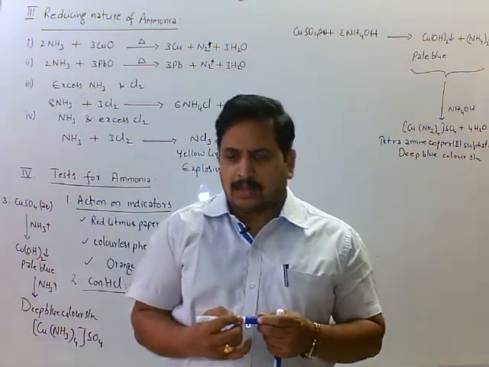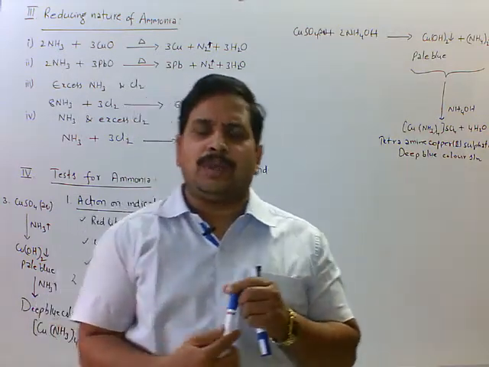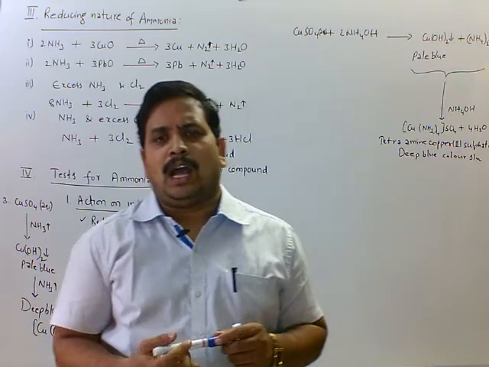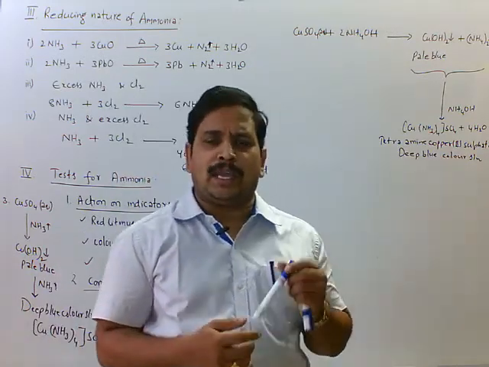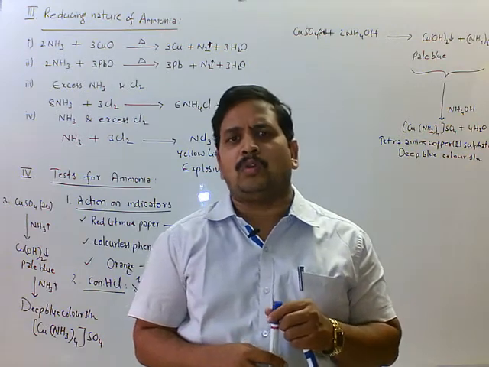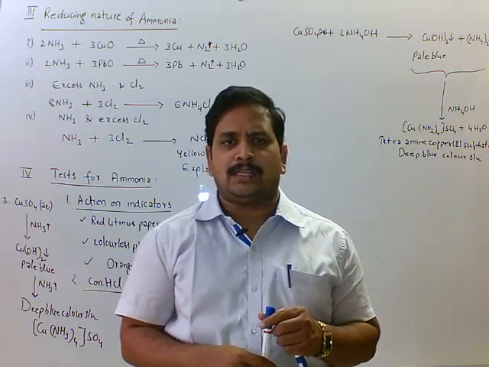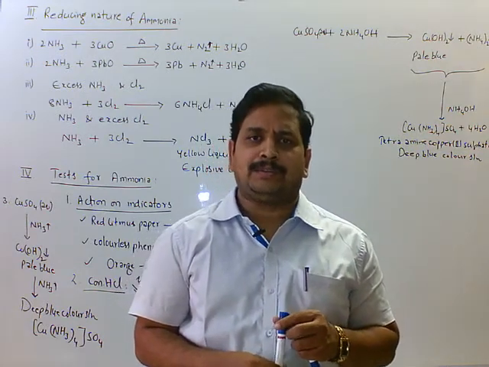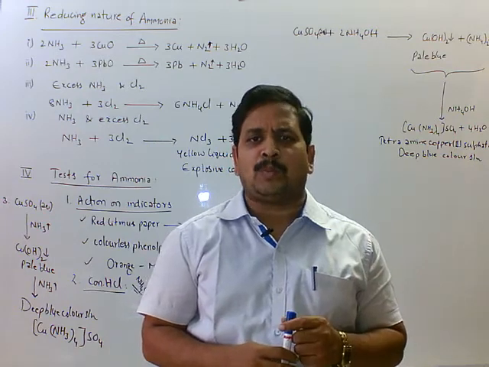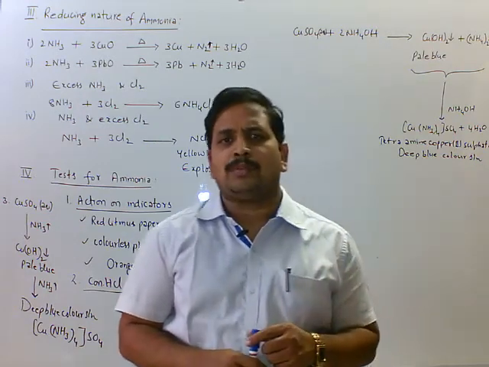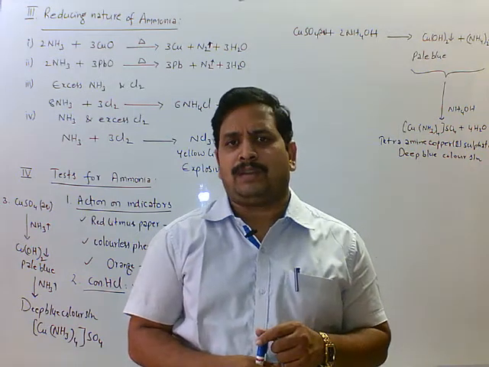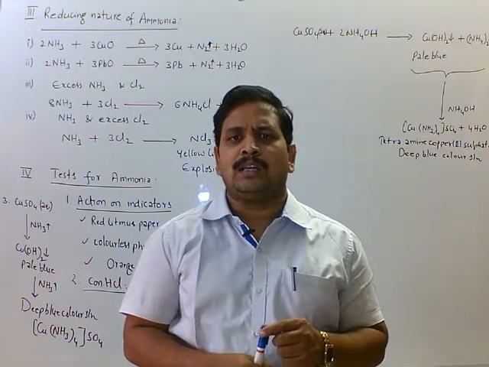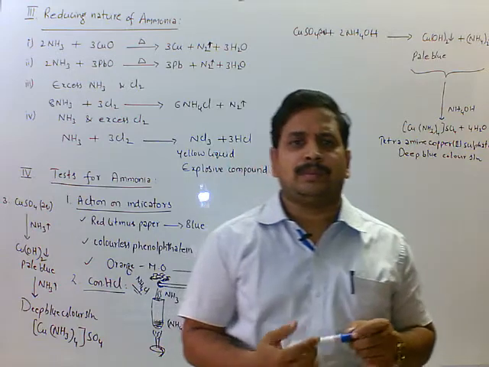With this copper sulfate solution, we can detect ammonia gas. When we are sending ammonia gas through it, first it forms a pale blue color precipitate, that is cupric hydroxide. When excess ammonia gas is passed through it, it forms tetraamine copper 2 sulfate. That is, a deep blue color solution is formed.